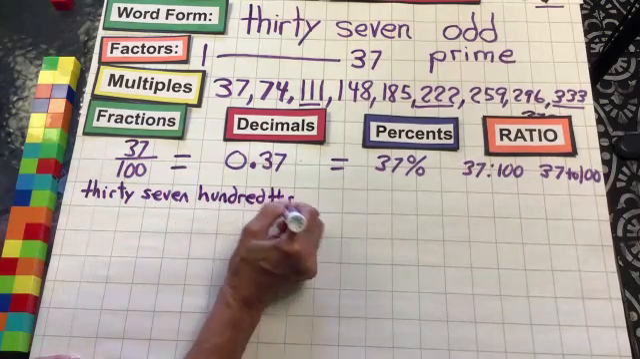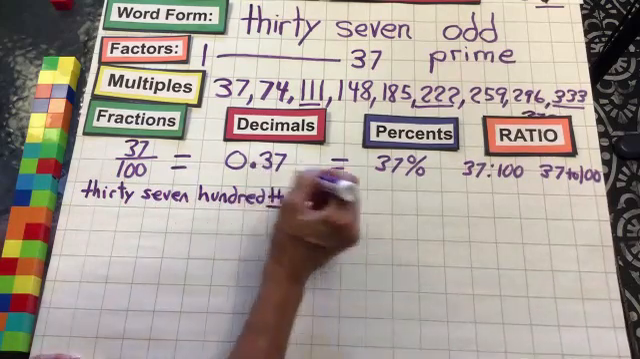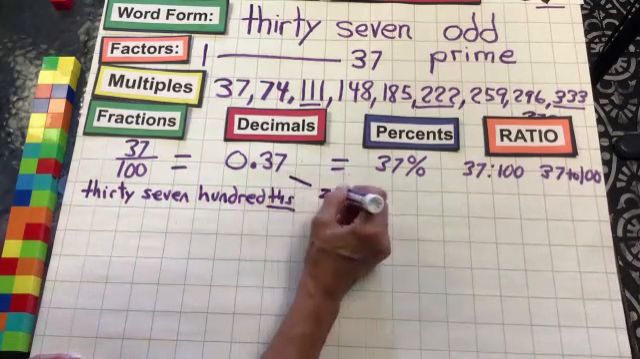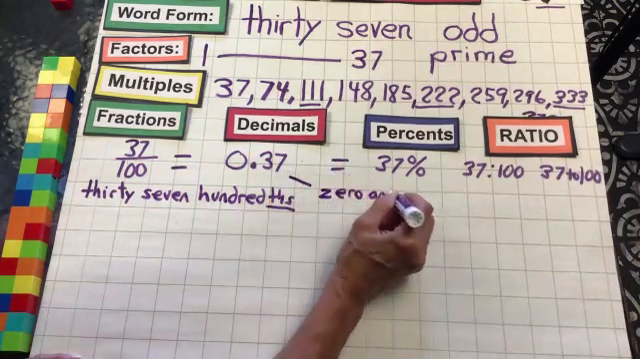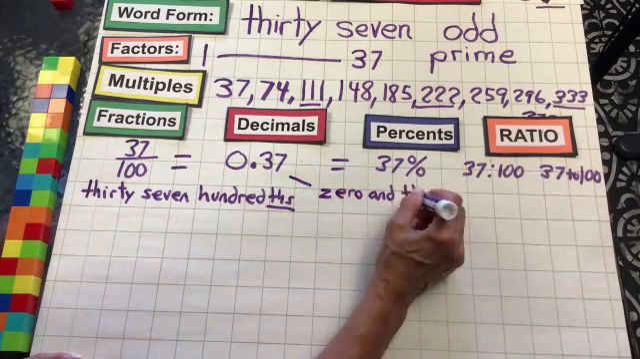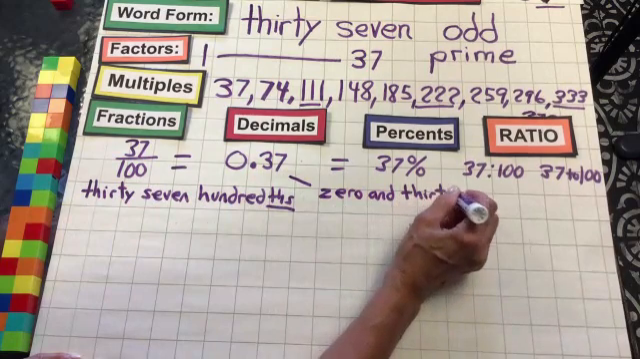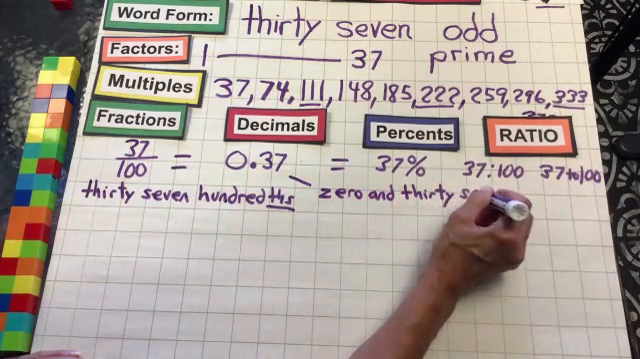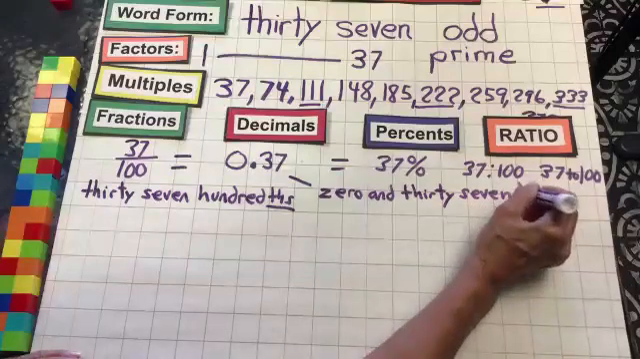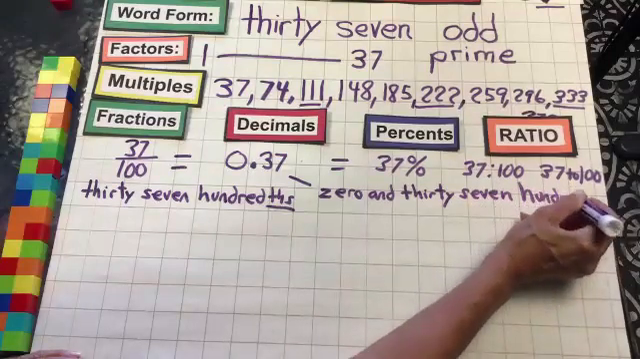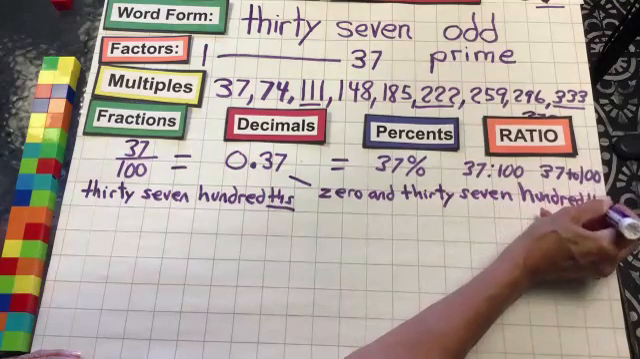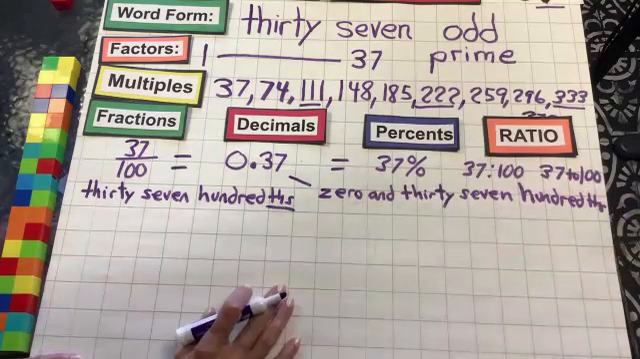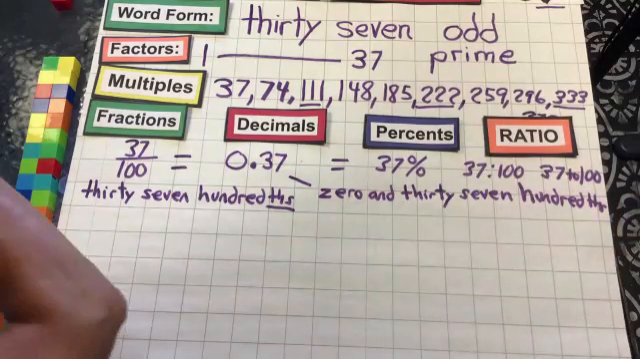That TH, remember, the TH means it's less than a whole. And then this one is 0 and 37 hundredths. You're just checking your work. Hopefully you already had that all written down. Looking good. Let's do our money.